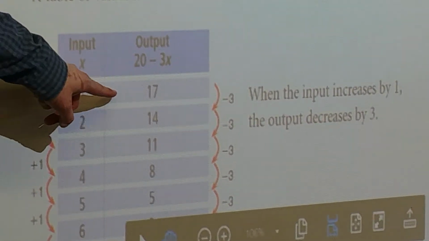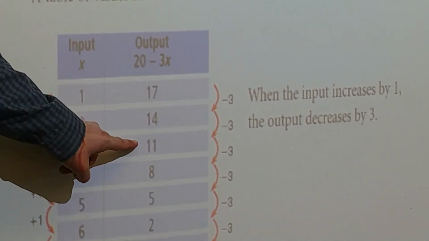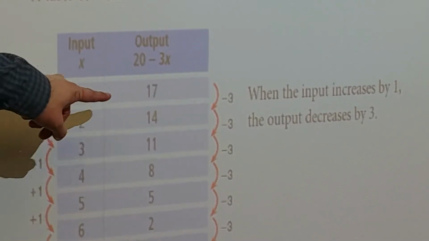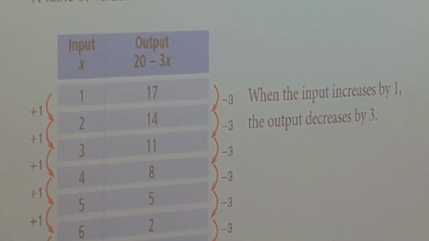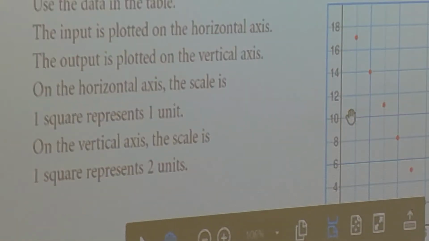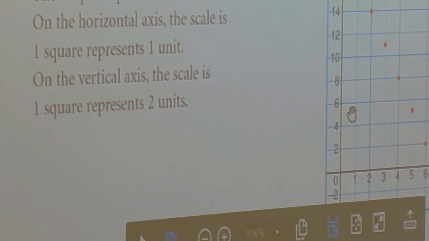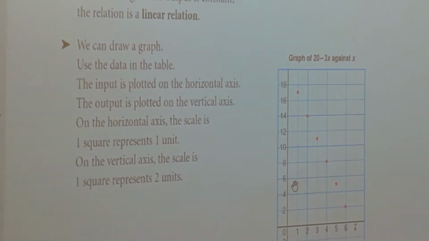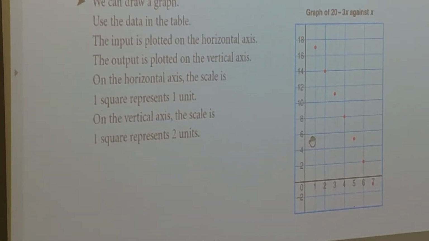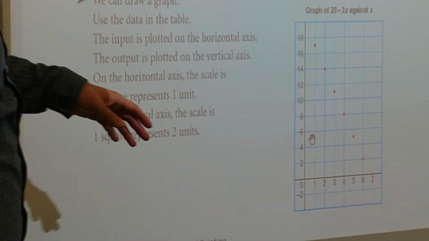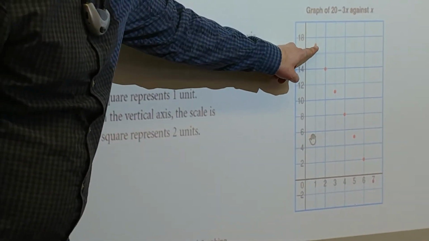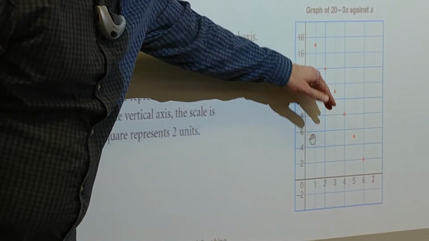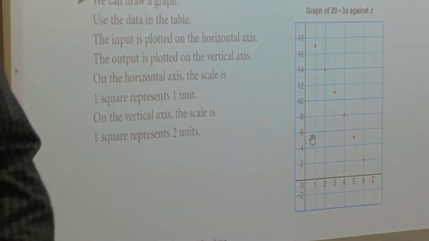So if the input is 1, output 17; 2, 14; 3, 11. And now we see a pattern. So we're going to extrapolate the data. We can see it's just going down by 3 each time. Now we see a graph that's related to it. And if you compare it to the chart, you'll see that when we had 1, we were at 17. When we had 2, we were at 14. When we were at 3, we were at 11. And so we can see our pattern within the chart itself.